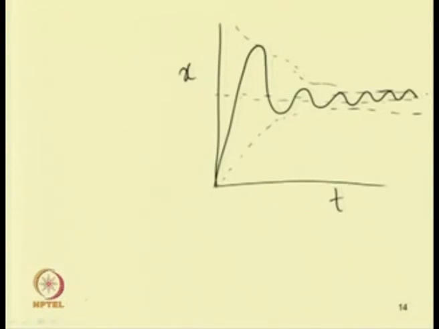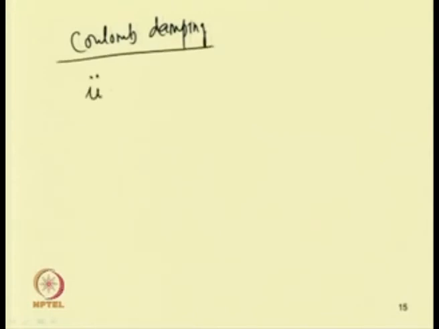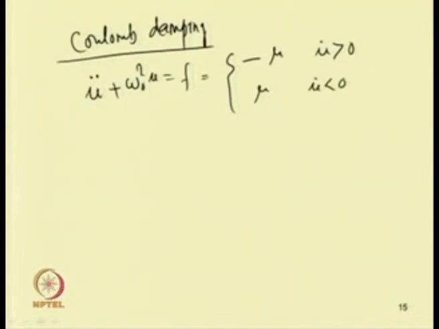But if you take a nonlinear system with Coulomb damping, we can write the equation in this form. That is, u double dot plus omega 0 square u equal to f. So, this we can write equal to minus mu when u dot is greater than 0, and plus mu when u dot is less than 0. In this way we can write this function, and now applying the method of averaging.